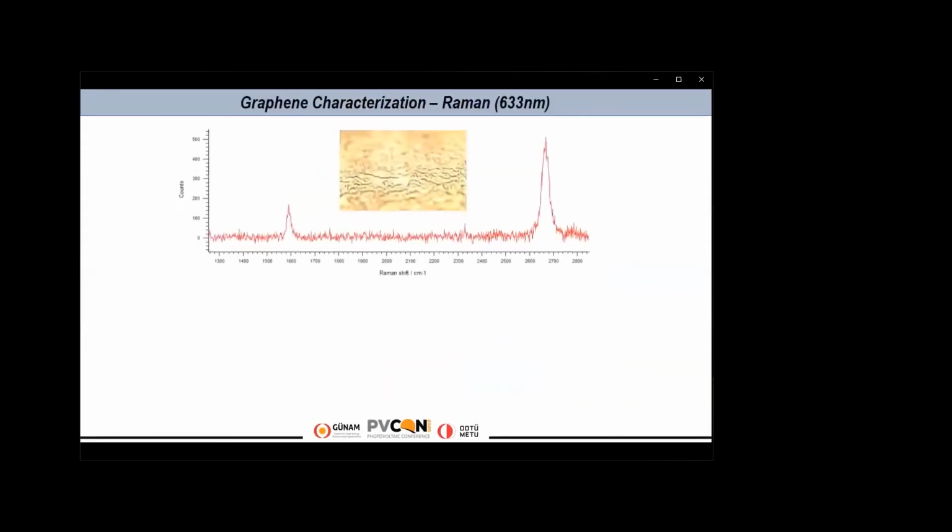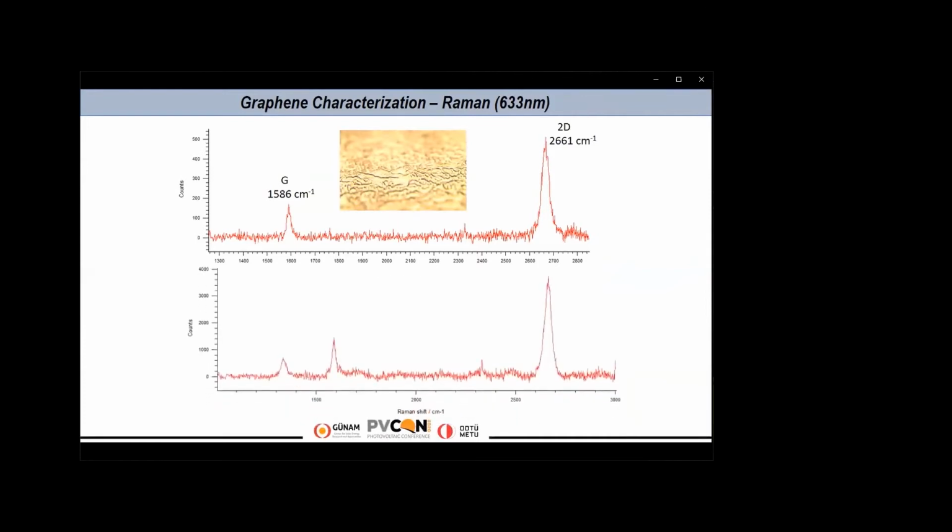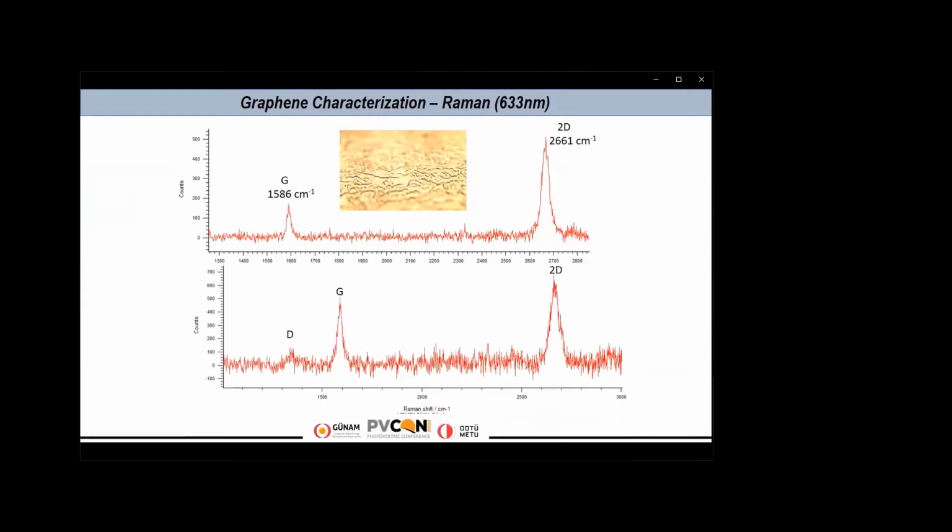Characterization is important for graphene, especially Raman characterization. Graphene has two main peaks, which are called G and 2D. The G peak represents the crystallinity of the graphene. The 2D peak can be called the thickness peak of the graphene layers. In addition, graphene has another peak, D. The D peak typifies the defects in the graphene structure. G and 2D peaks come with this peak.